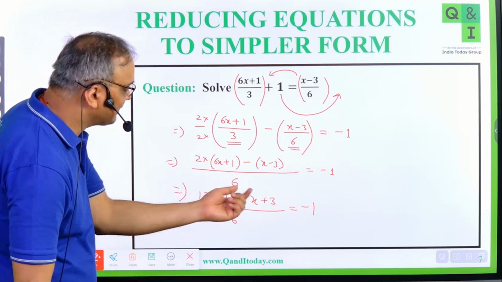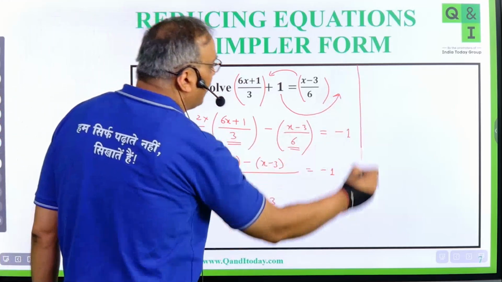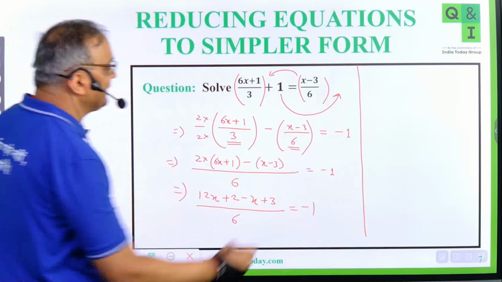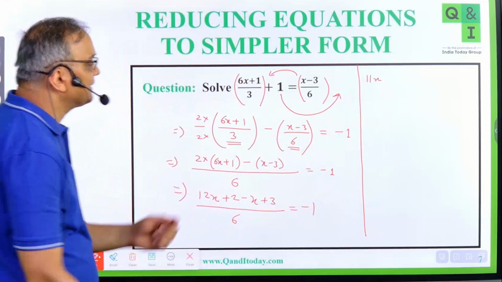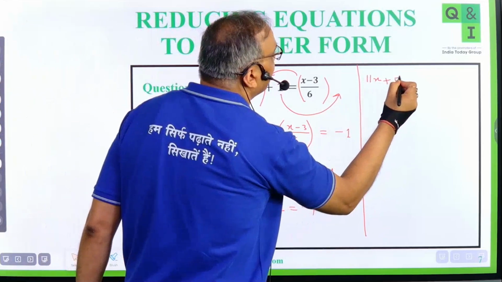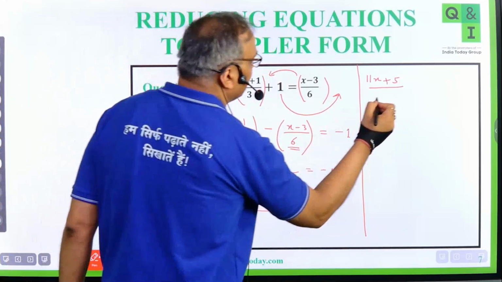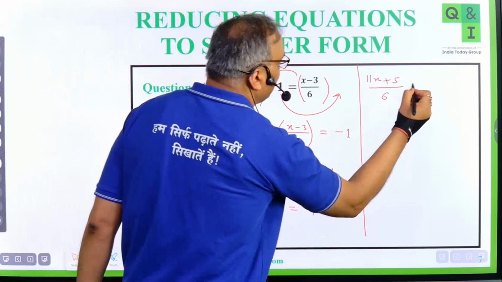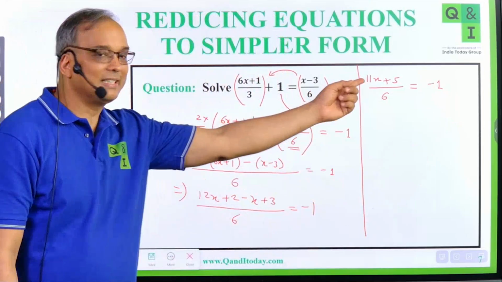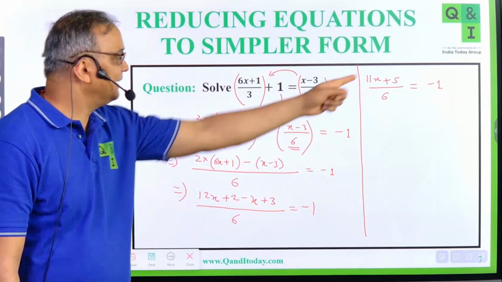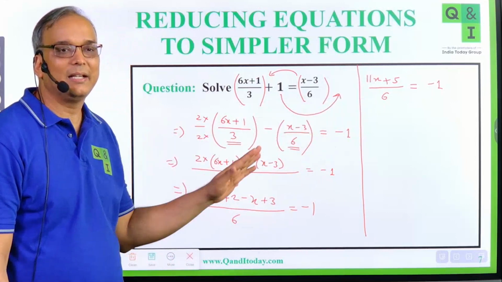Now 12x minus x. Okay. So now 12x minus x is 11x. We have 2 plus 3 as 5 divided by 6 is equal to minus 1. 12x minus x is 11x. 2 plus 3 is 5, divided by 6, is minus 1. Till this step, all clear?